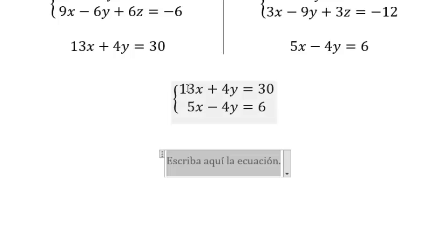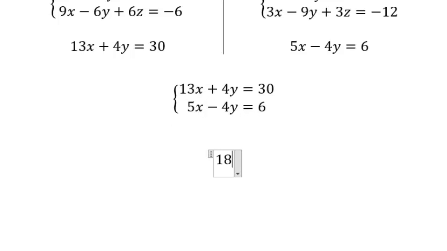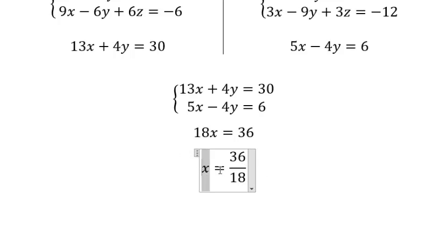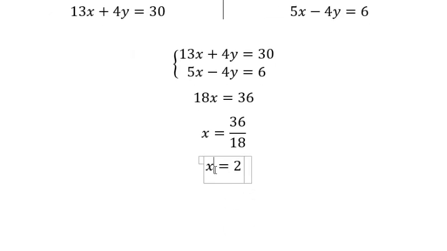Okay. So 13x plus 5x, that will give me 18x. 4 minus 4 is 0, so I'm not going to copy the y. And 30 plus 6 is going to give me 36. Okay. Now that I have this answer, I can pass the 18 to the other side. It's going to divide. And 36 divided by 18, that's going to give me 2. Okay, so I already found x.